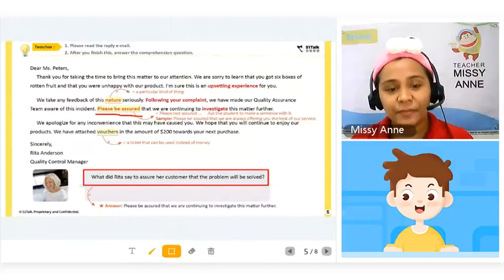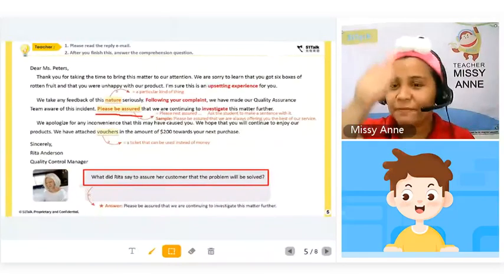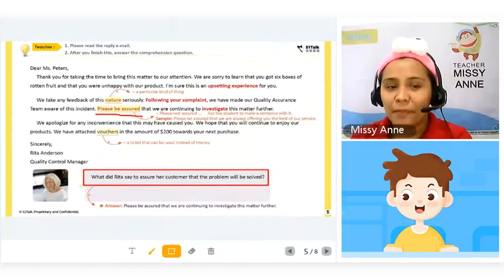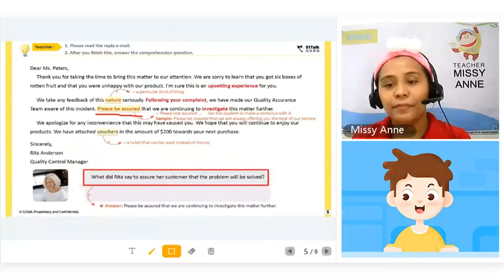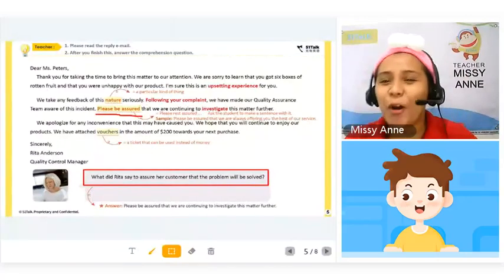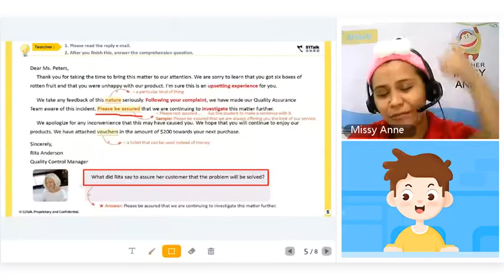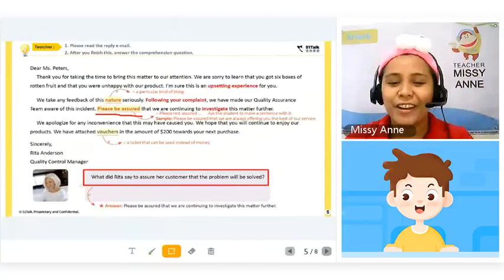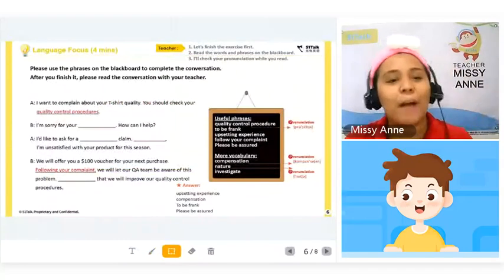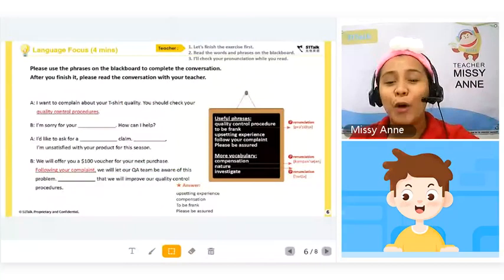assured that they will continue to investigate this matter further and they have attached vouchers in the amount of $200 towards Peter's next purchase. Fantastic, Fiona! You got them all correct. Very good. You can understand business conversation well. Good job. All right.